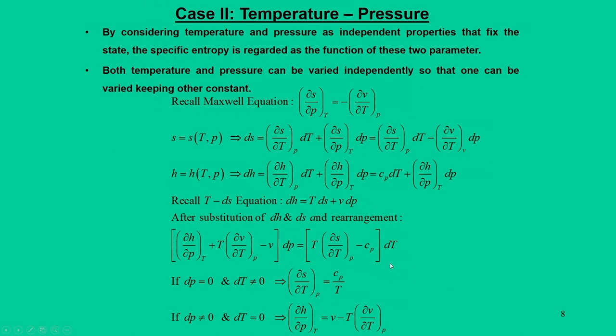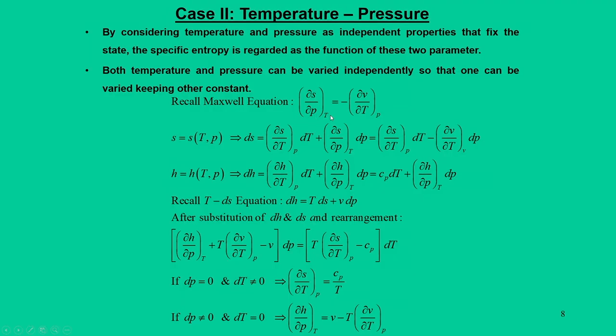Now, in the second case we consider temperature and pressure as the independent properties instead of volume. If you do that, our mathematics becomes simplified and that gives the other fundamental expressions. Here similar logic also applies, where both temperature and pressure can vary simultaneously, or we can vary them independently keeping the other constant. So here we have to recall another equation from the Maxwell relations, that involves p: ∂s/∂p at constant T is equal to minus ∂v/∂T at constant p. This equation needs to be recalled.